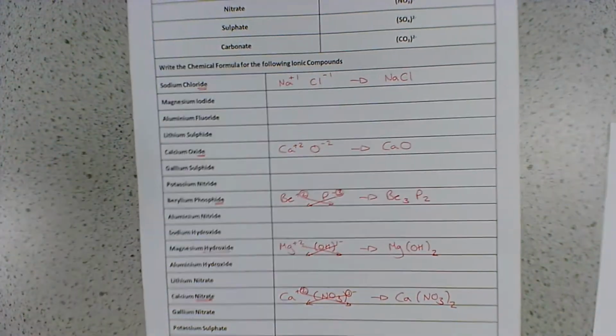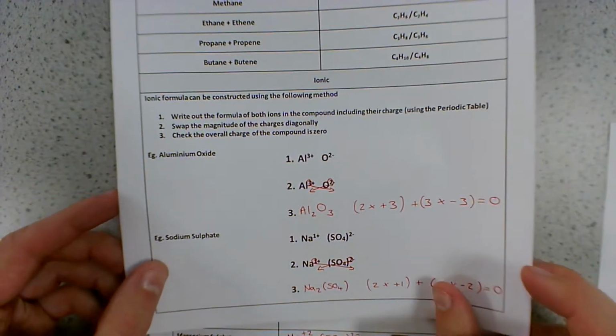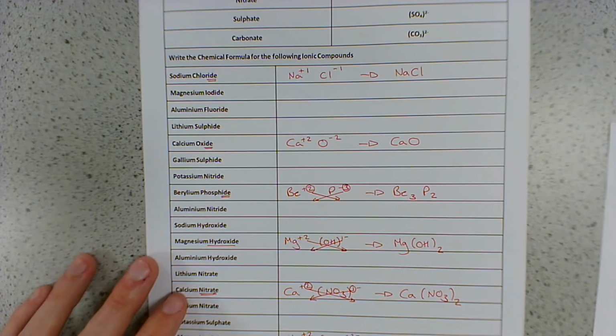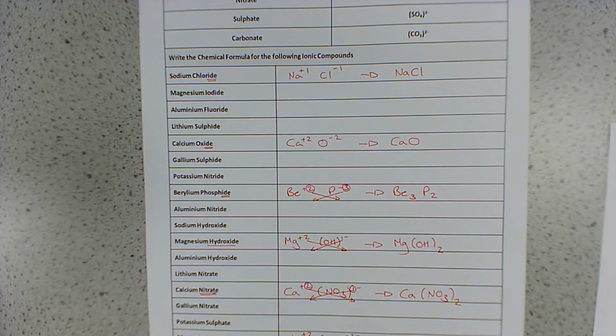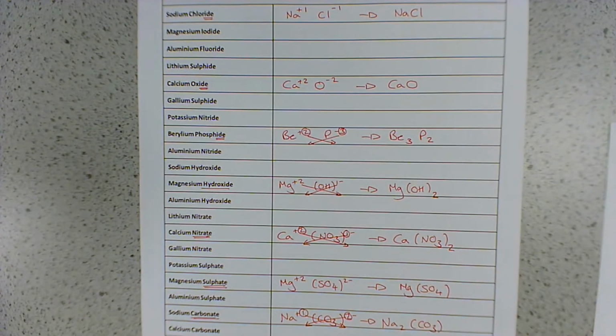So if you just apply those methods, if you want to refresh your memory, then just go back to the worked example on the previous page, and you should be able to work out the chemical formula of all of these ionic compounds, which is a skill that you're going to be required to do in order to complete an equation before you could then go on to balance it.